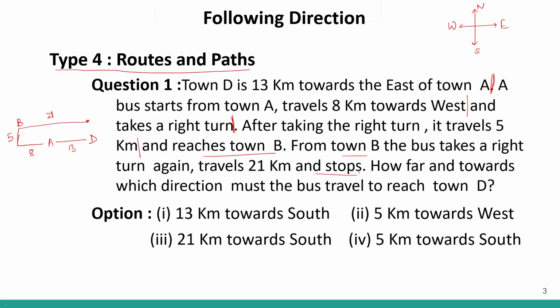We have to find out how far and towards which direction the bus must travel to reach town D. Very clearly the direction is towards south. Now the other part of the question is how much? We can clearly see that if B and this point is 5, then D and this point will also be equal to 5 km. So our answer will be 5 km towards the south, which is option number 4.